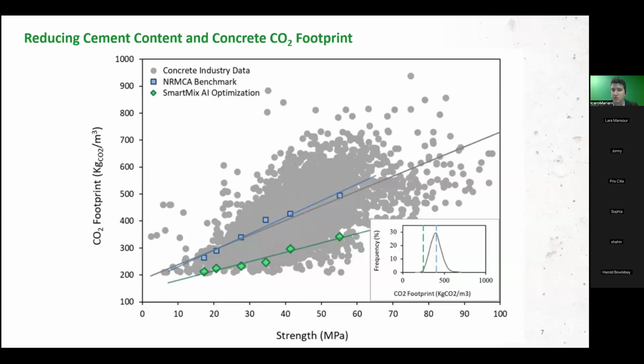And our goal is to actually use machine learning processes and AI to, okay, we have a strong data set here from different mixes. And then we can actually pinpoint how much those mixes are being over designed and propose optimization methods based on packing models, based on cement efficiency, and other factors.